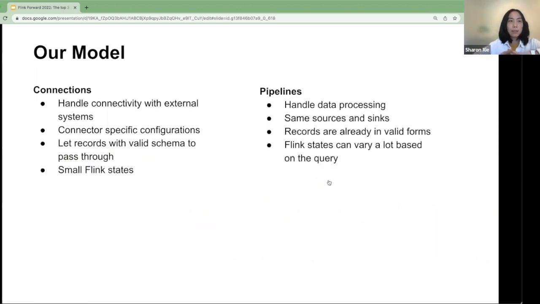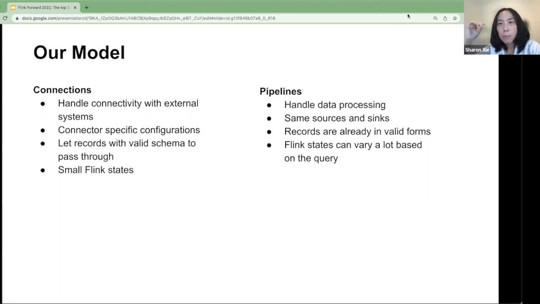So as an example, let's take a look at the different responsibilities of connections and pipelines. Again, they are Flink jobs, but I'll show you why they are different. Connections handle connectivity with external systems. So you can imagine there would be very specific connector configurations. It lets records with a valid schema pass through our system. So those Flink jobs are usually small pass-through jobs. So the Flink state is usually very small.